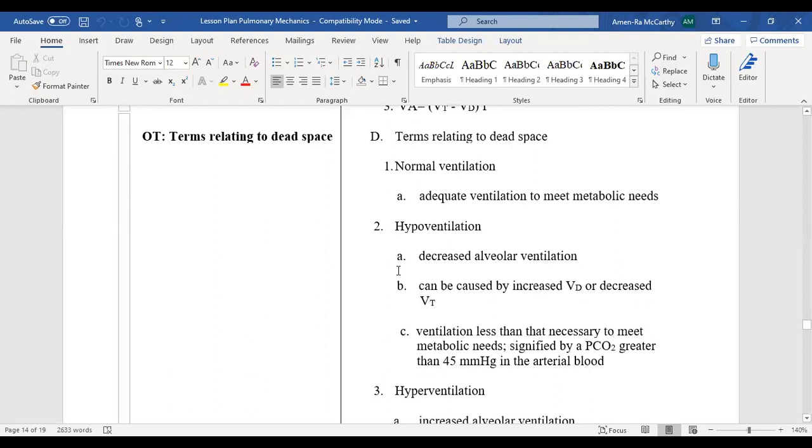Took a lot of time to knock some of that out. All right, terms relating to the dead space. Well, you have normal ventilation. Normal ventilation is adequate ventilation to meet all metabolic needs.